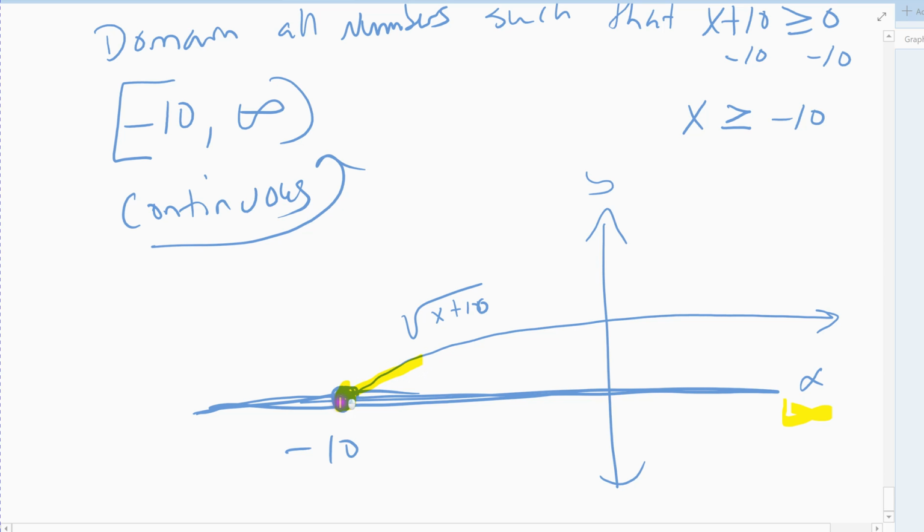If I take my pen and draw it from negative 10, I don't lift it up forever. Right? There's no holes, gaps, or asymptotes between negative 10 and infinity. Now, from negative 10 past negative 10 to negative infinity, it doesn't exist, so it would be discontinuous. So over here, does not exist, discontinuous. Only continuous from where it starts and then to infinity.